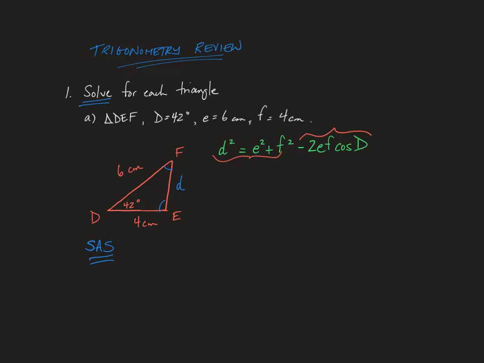So, my next line could be substituting 6 squared, 4 squared, minus 2 times 6 times 4 cos of the angle.